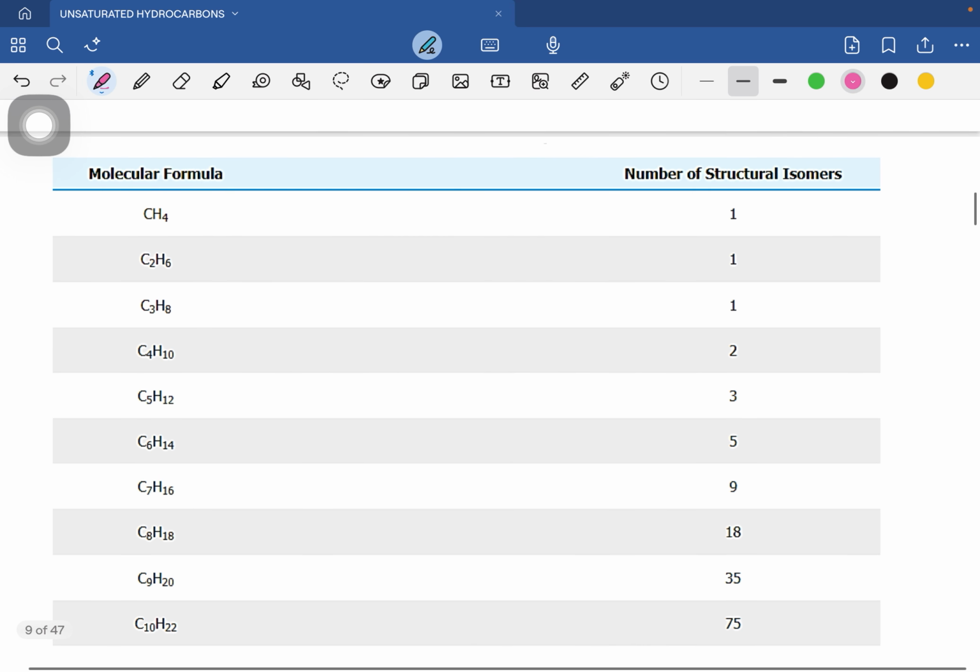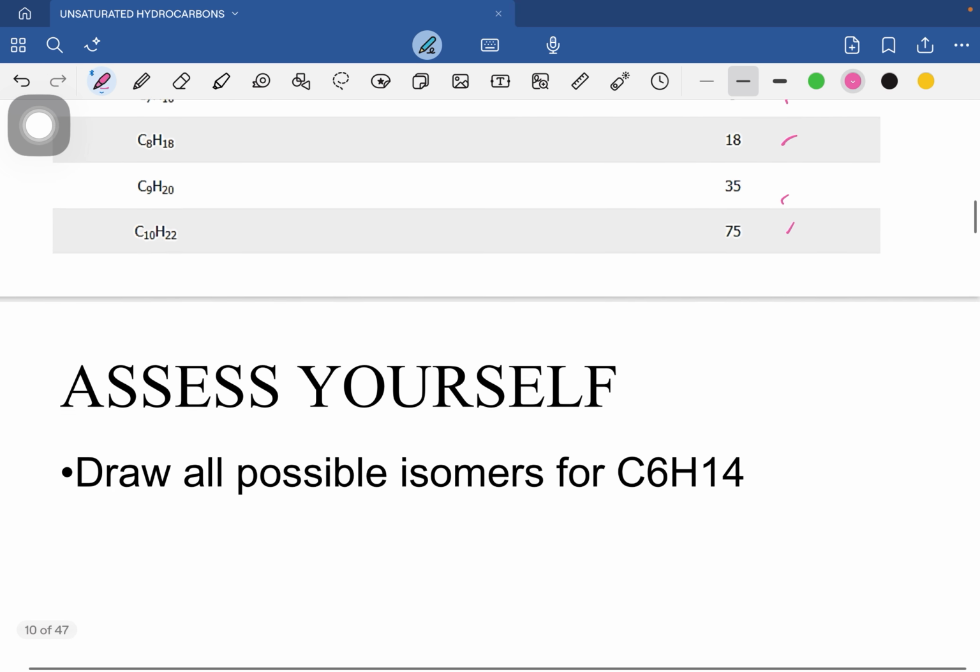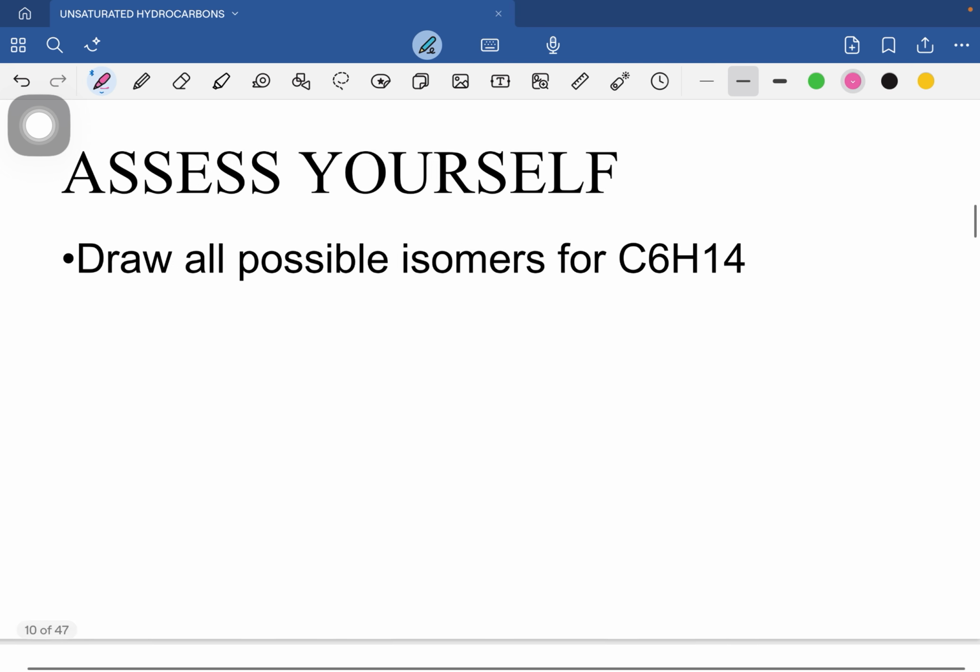So we have here our table for molecular formula and the number of structural isomers they have. So the first 3 of our organic compounds, of our hydrocarbons, they only have 1 structural formula po. And as you increase the number of carbon and hydrogen in the formula, you are also increasing po yung ating number of structural isomers they have.